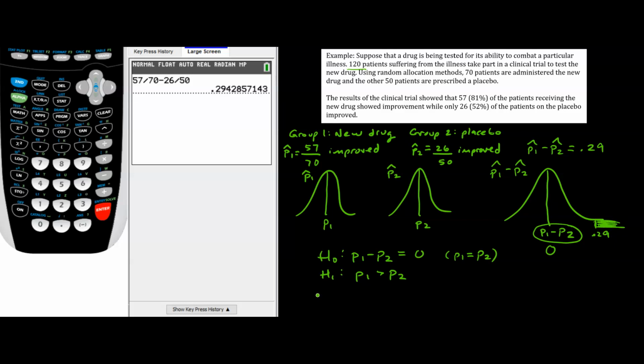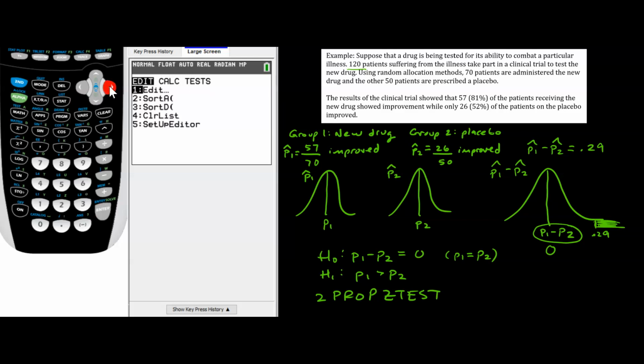And when we go to the calculator and this time use 2-PropZTest, we're going to be able to enter the pertinent information and it's going to tell us what this area is in the form of a p-value. And so let's go to 2-PropZTest, plug in the relevant information, see what our p-value is, and draw some conclusions.